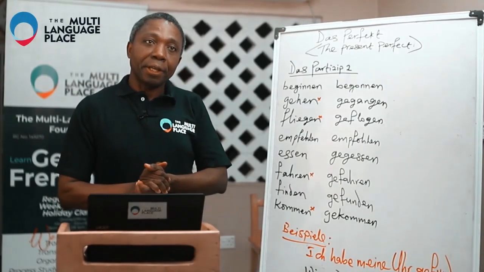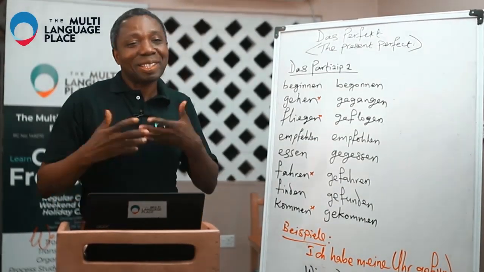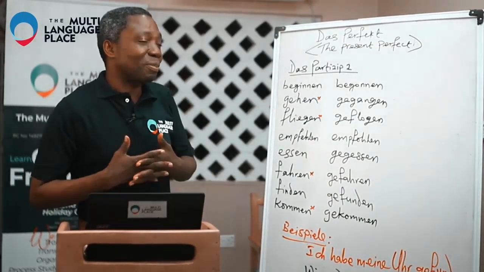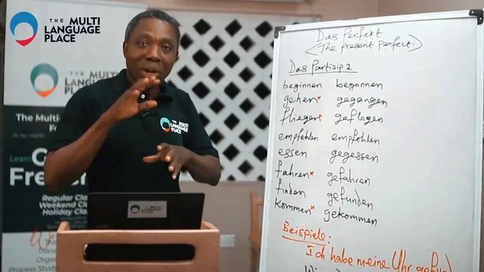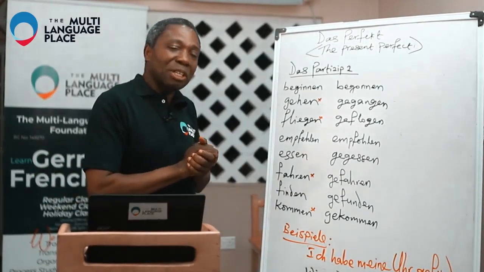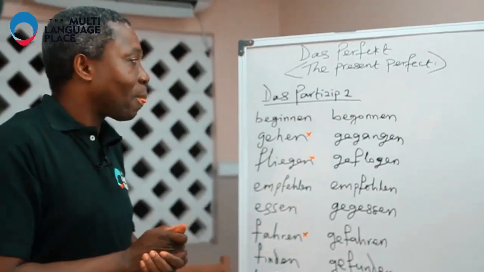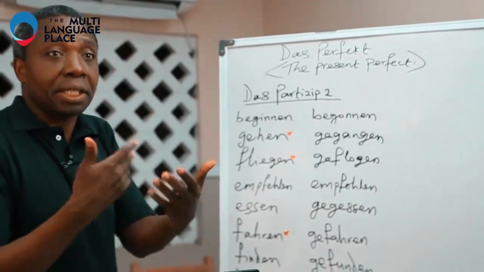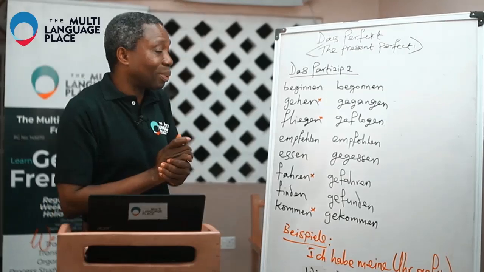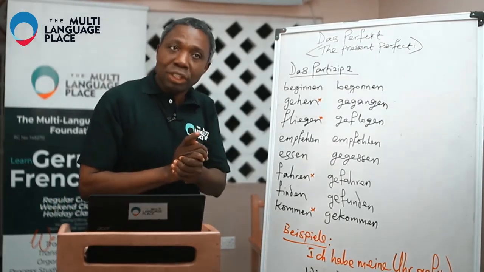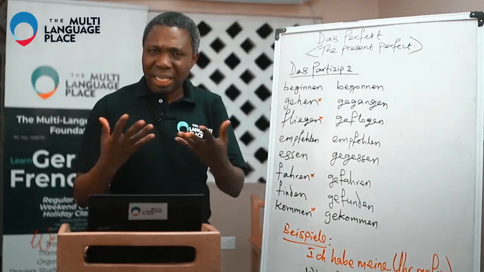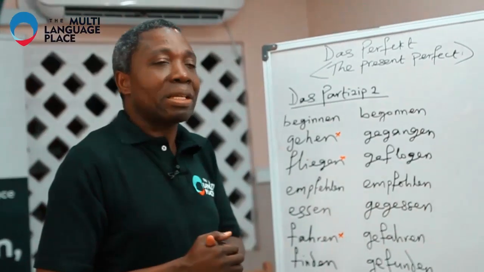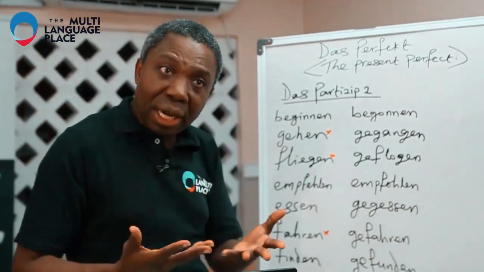Now, concerning the formation of the present perfect in German, we have mentioned some good points, but now I want to see practically how it is done. But before we see some practical sentences, I want to remind you that there are some verbs that are irregular.